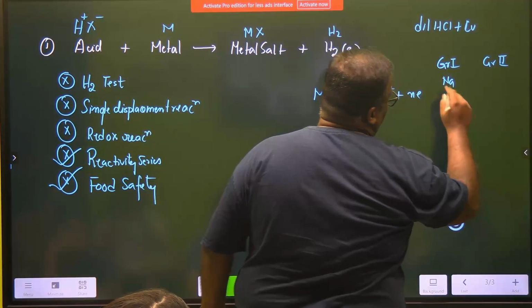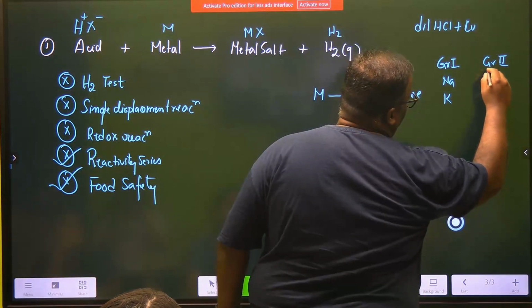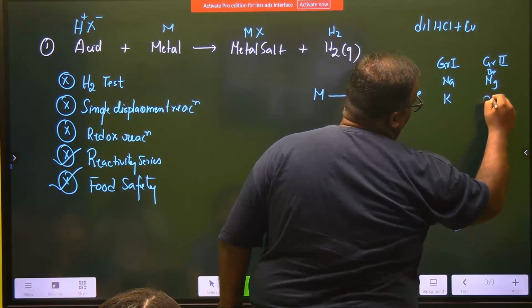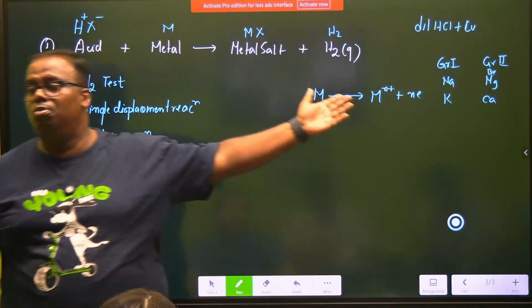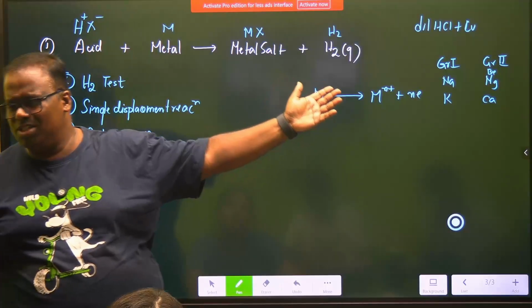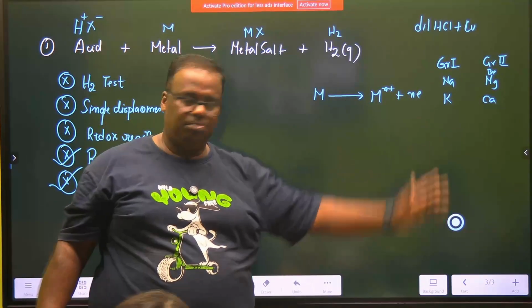Sodium and potassium, these two are in group 1. In group 2, we have beryllium, magnesium, calcium. These are important for you. In group 3, we have aluminium and boron. Boron is not dealt with that much, aluminium is. So aluminium will become Al3+ by releasing 3 electrons, right?